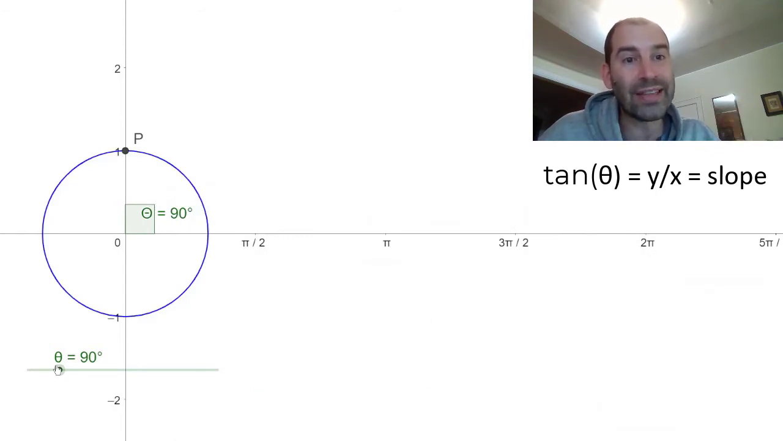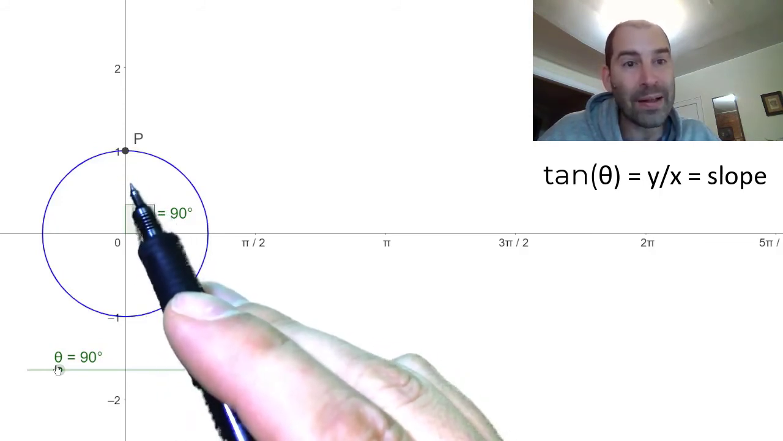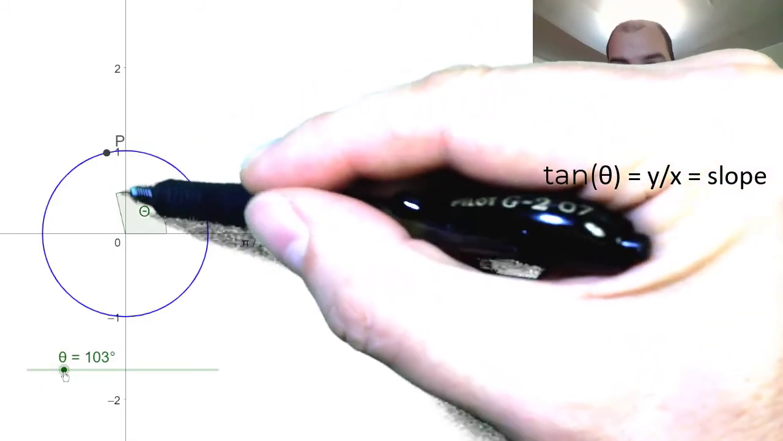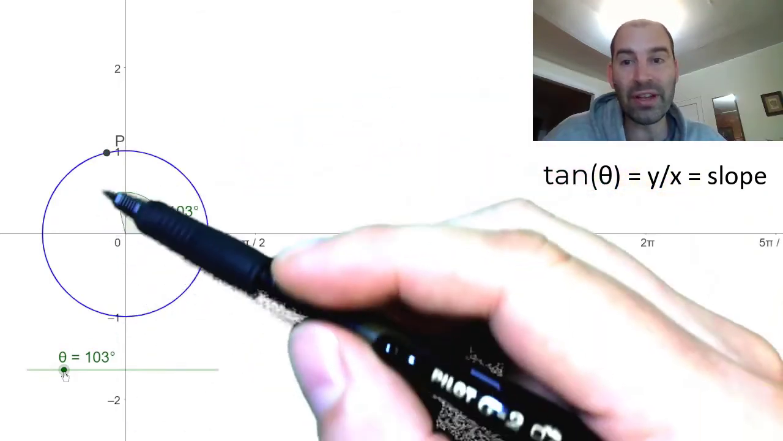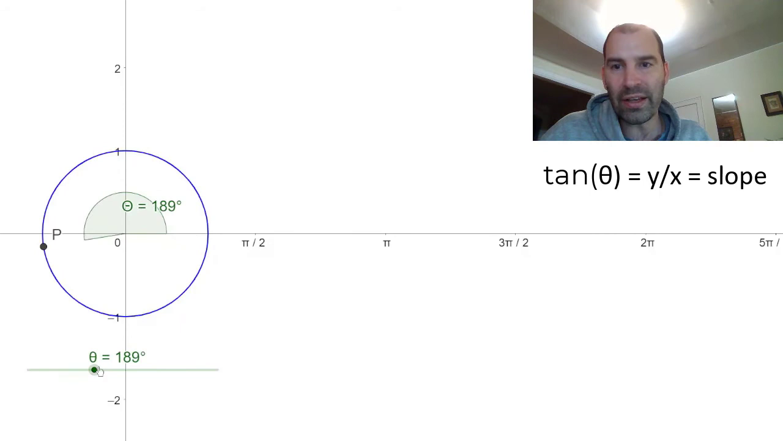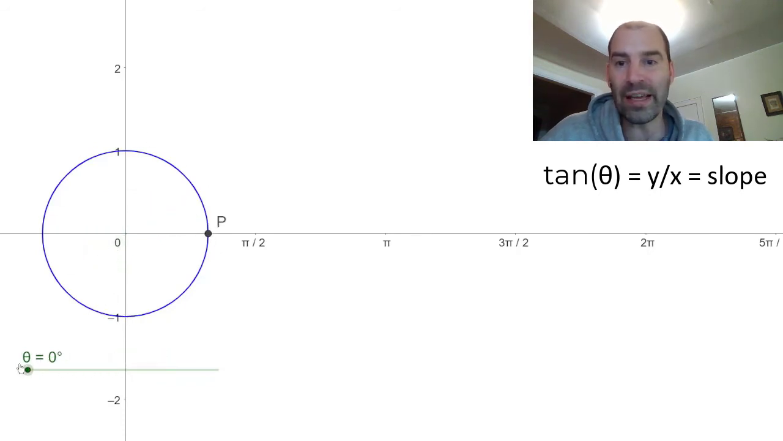So the tangent is actually undefined. The tangent increased to infinity by the time I got here. But then when I pass 90 degrees, tangent is now the slope of this, and it's no longer infinite, but it is a large negative number. So when the point gets close to the top or bottom of the circle, I have an undefined tangent, and it's close to either positive infinity or negative infinity. Let's take a look at its graph.